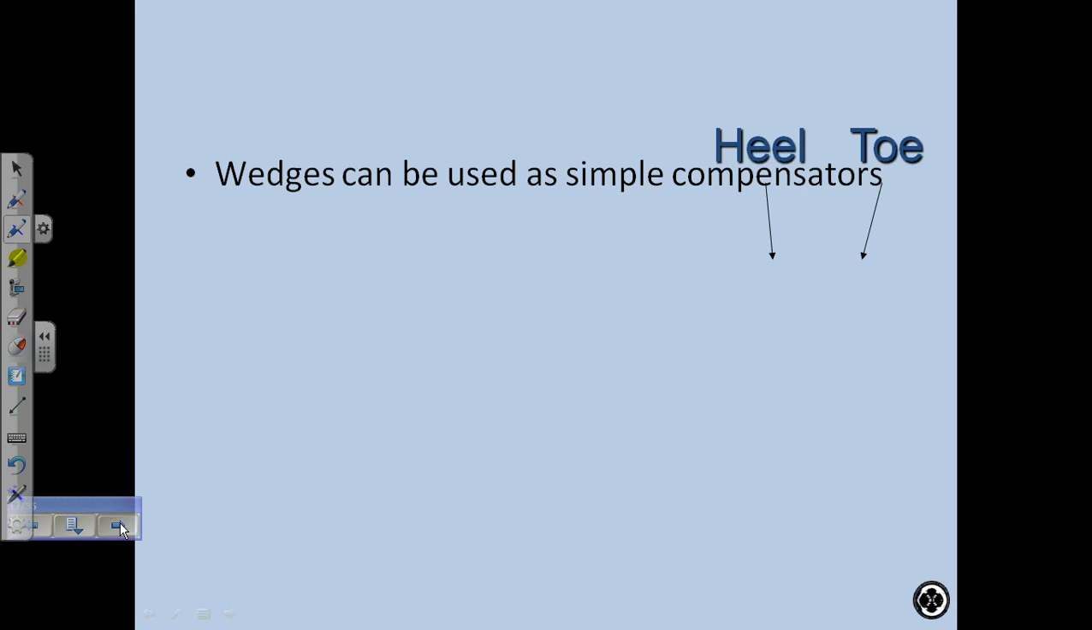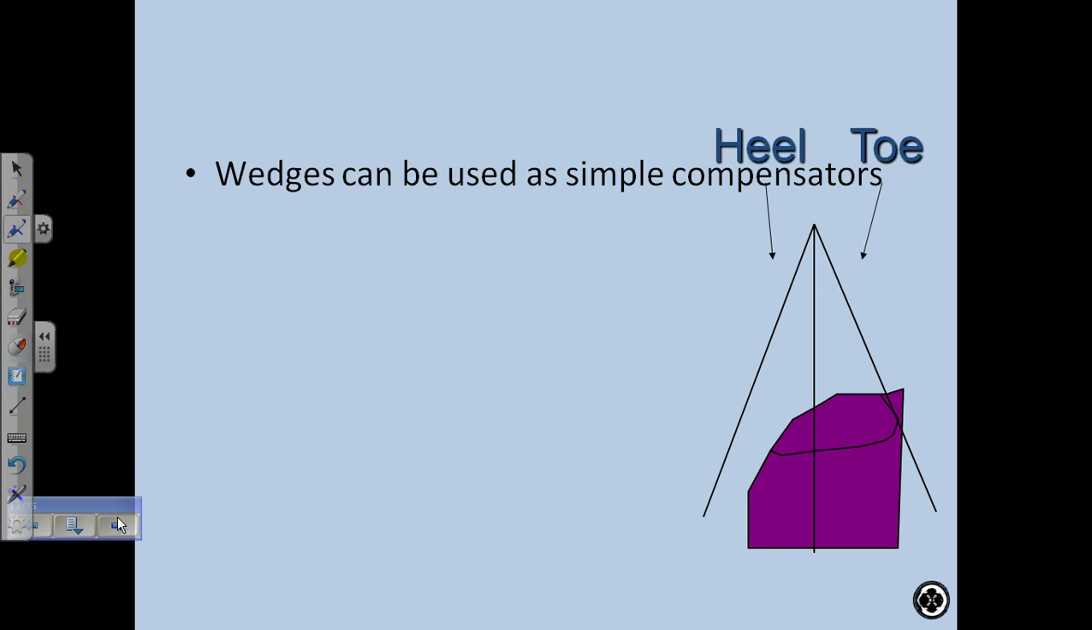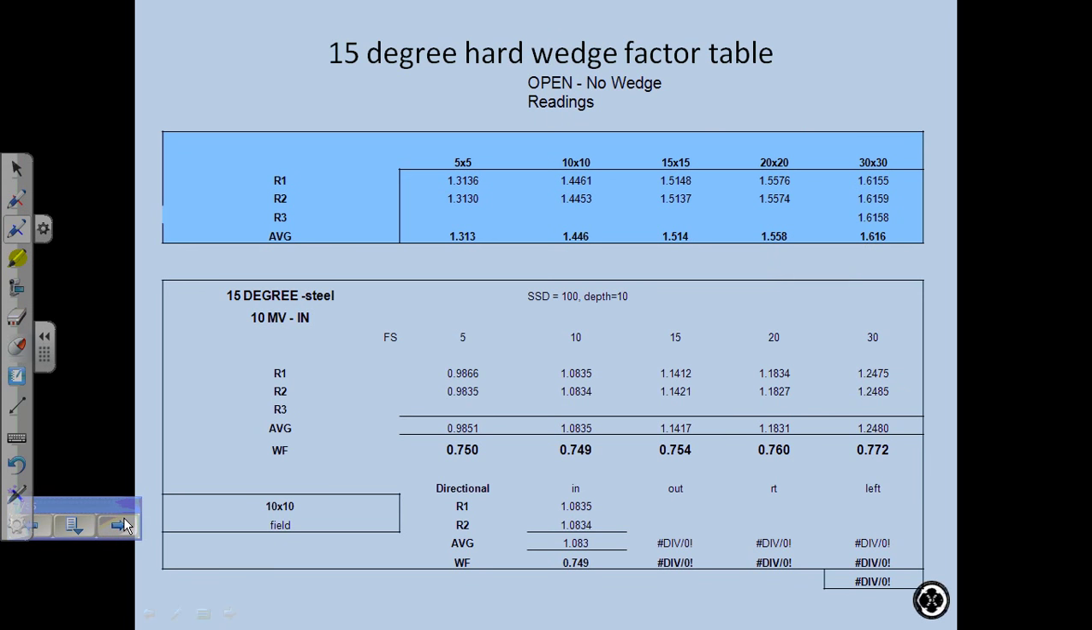Oh, what's this? That's interesting. Wedges can also be used as compensators. Remember that other slide with the compensator? Now I'm putting a wedge in the field, and it does the same thing. It's just not as conformal as a compensator. A compensator follows the curvature of the body. But the wedge can achieve similar results.